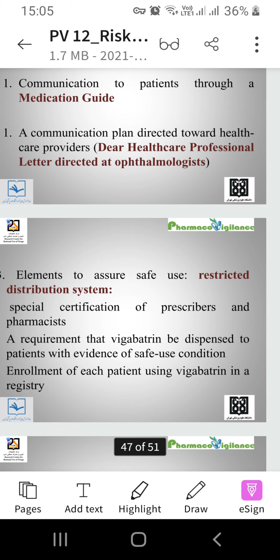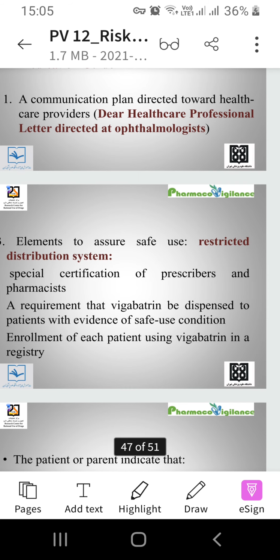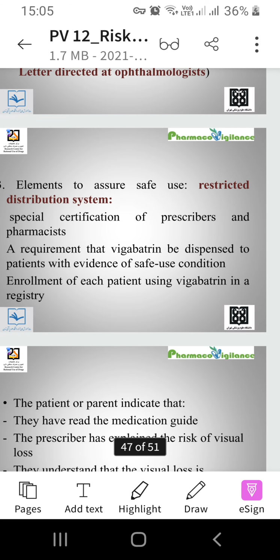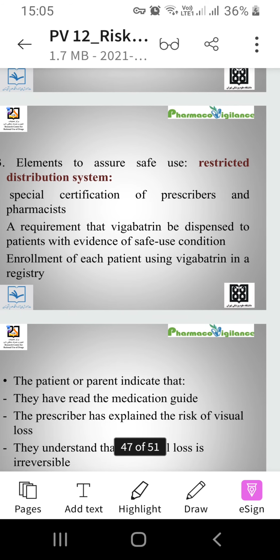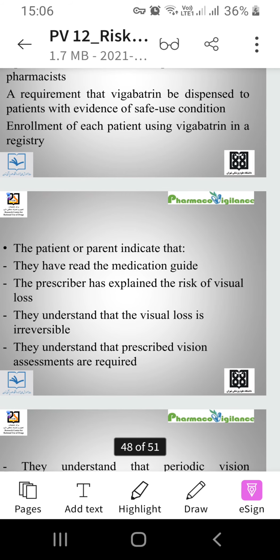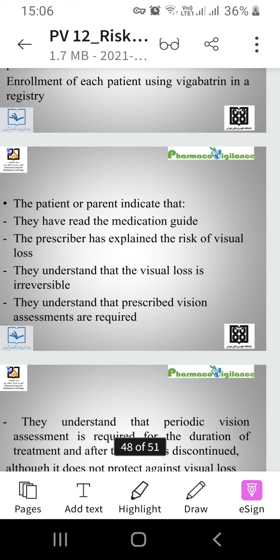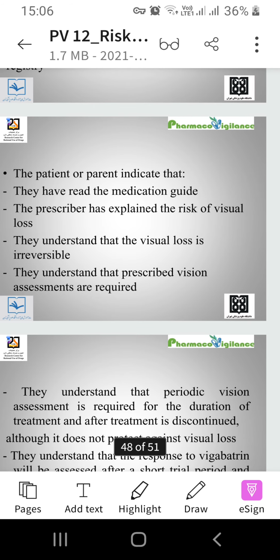Elements to ensure safe use: a restricted distribution system, special certification of prescribers and pharmacists, a requirement that vigabatrin be dispensed to patients with evidence of safe-use conditions, and enrollment of each patient using vigabatrin in a registry. The patients or parents indicate that they have read the medication guide. The prescriber has explained the risk of visual loss. They understand that the visual loss is irreversible.